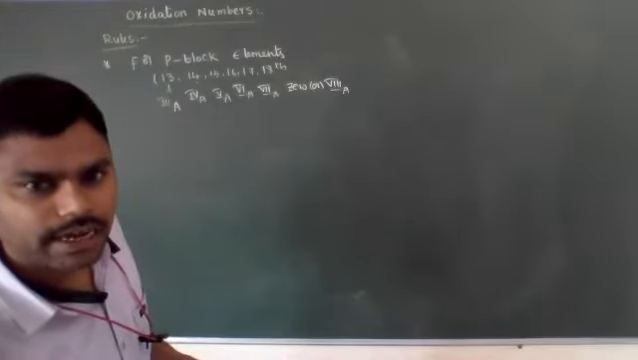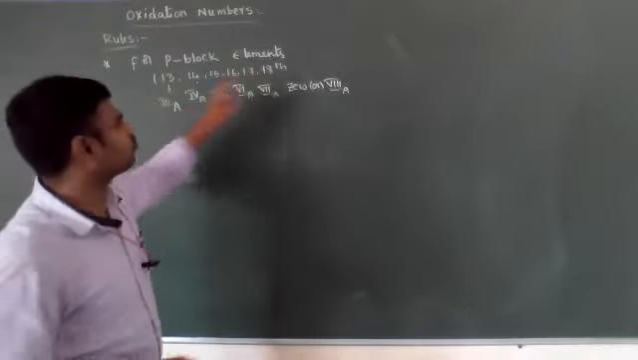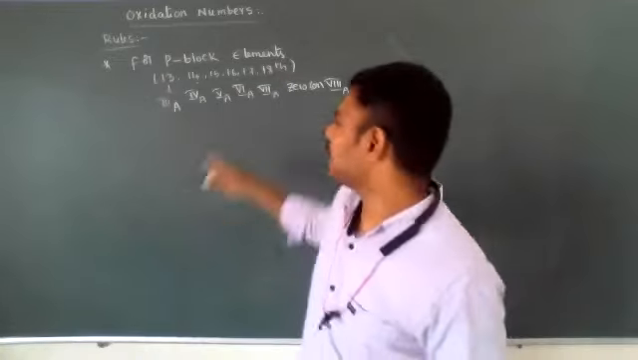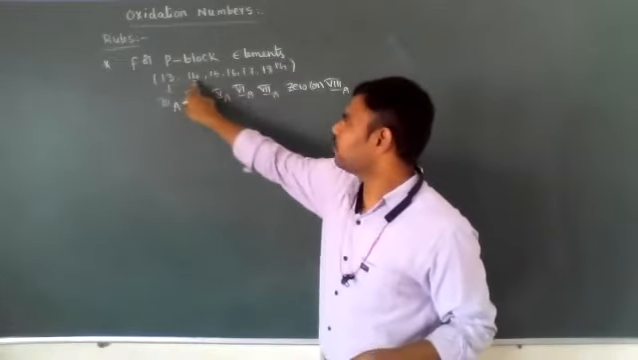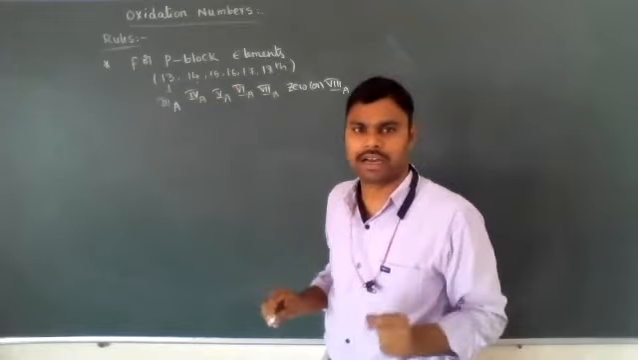See, I will tell you about p block elements. What are the p block elements? Group 13th to 18th group elements are called p block elements. Group 13th to 18th: 13, 14, 15, 16, 17 and 18th group. Those all are called p block elements.